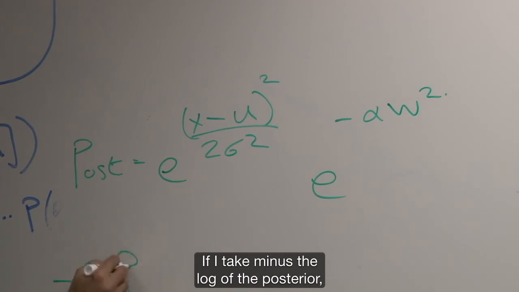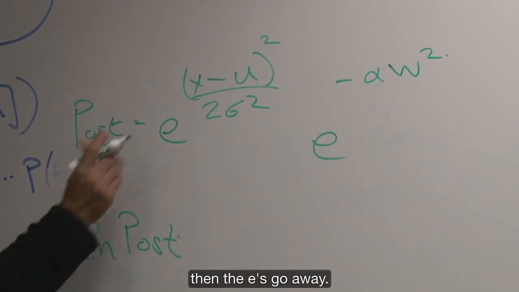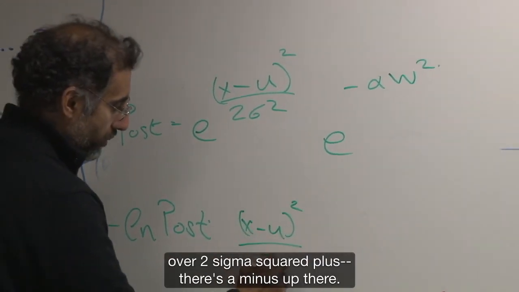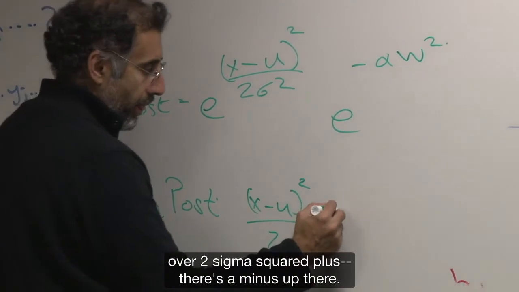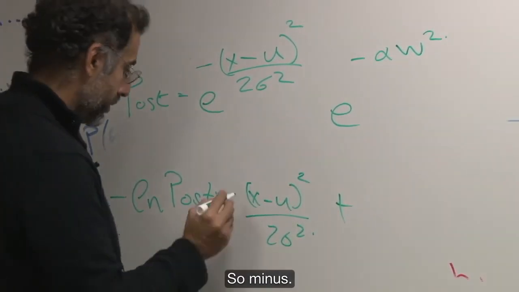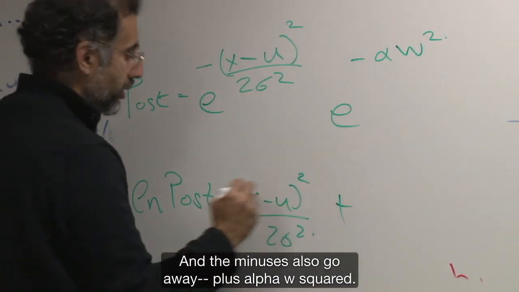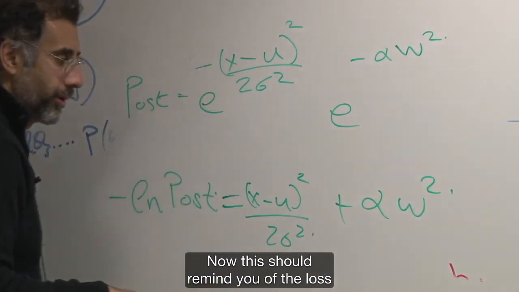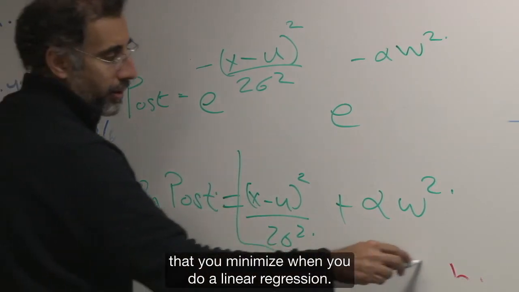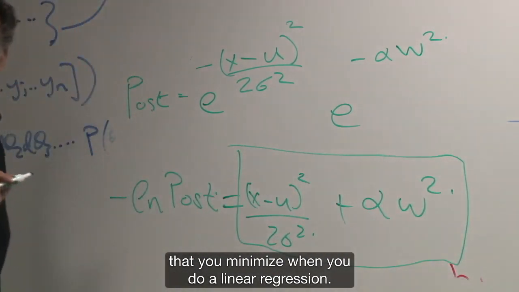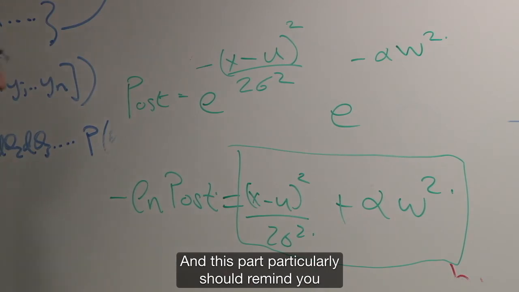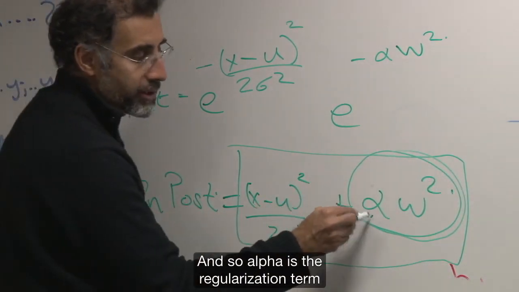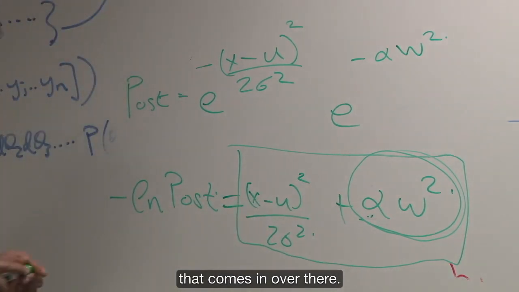And so when I take these two, and this is my probability, my posterior, if I take minus the log of the posterior, then the e's go away, and I'm going to get x minus mu squared over 2 sigma squared, plus, there's a minus up there, so the minuses also go away, plus alpha w squared. Now, this should remind you of the loss that you minimize when you do a linear regression. And this part particularly should remind you of the regularization term. And so alpha is the regularization term that comes in over there.